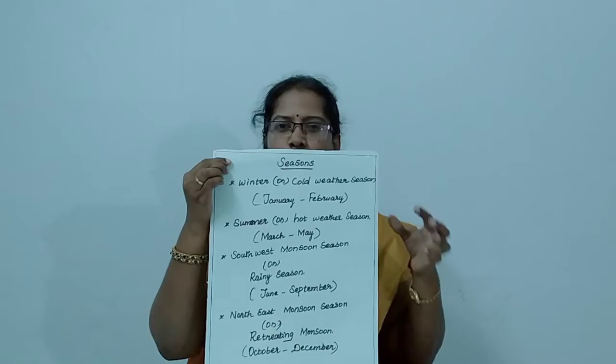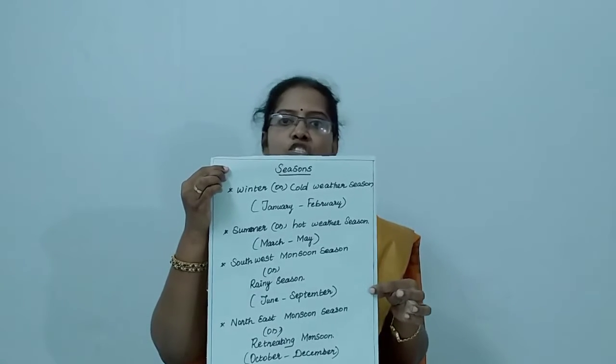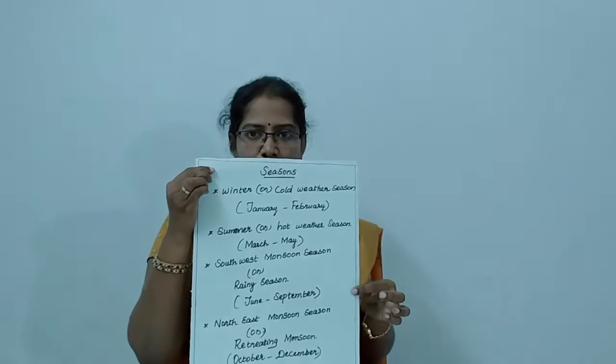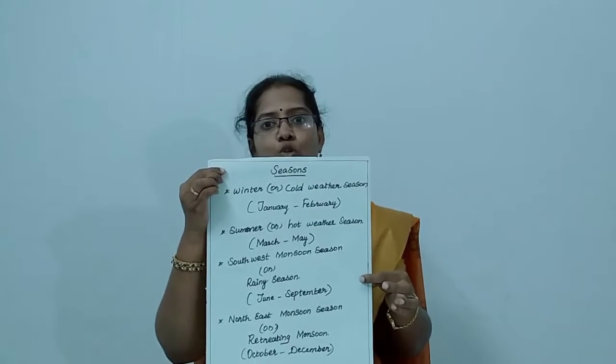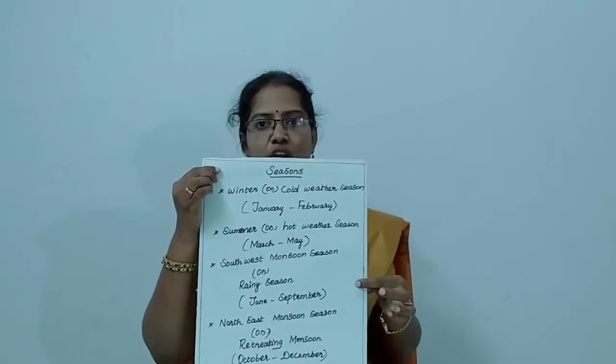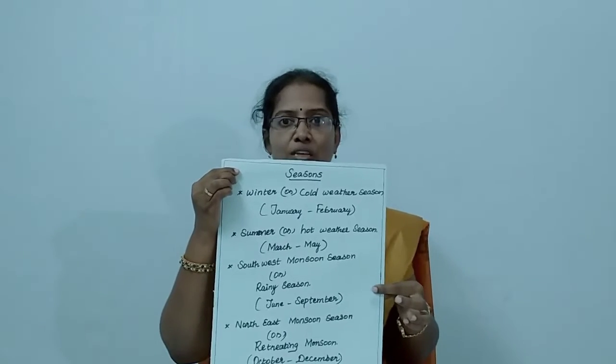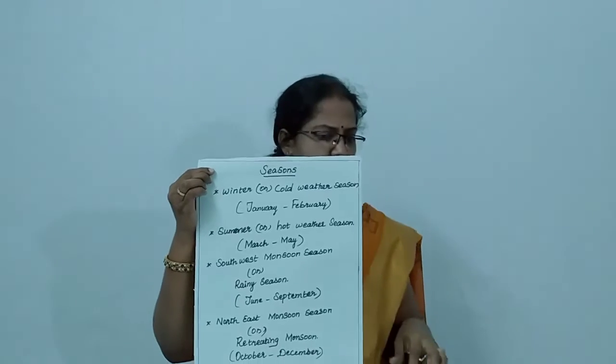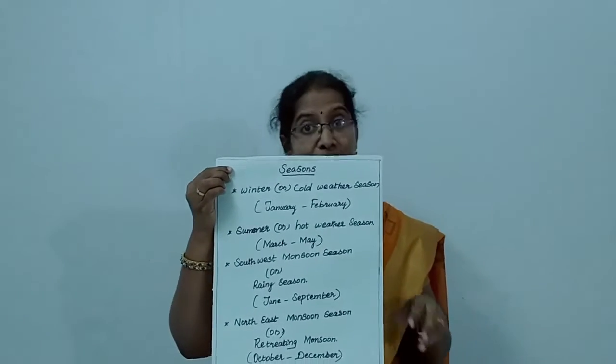Yes, that southwest monsoon month, what is that in the sense? June to September. Okay, the last one, what is that? Northeast monsoon, October to December. So these are the seasons. It is given in your book, children. In your book, page number 100, it is given.